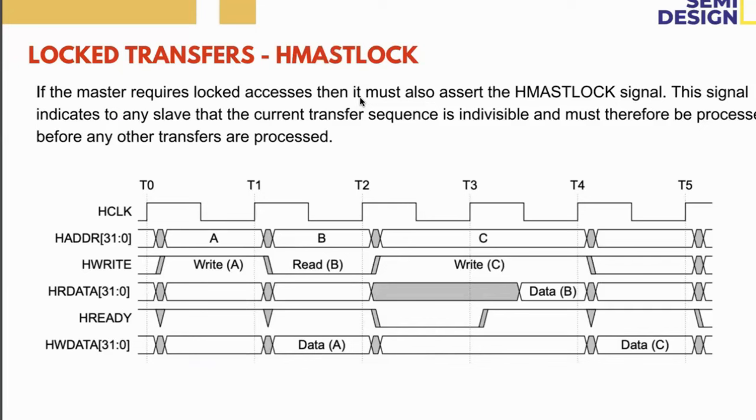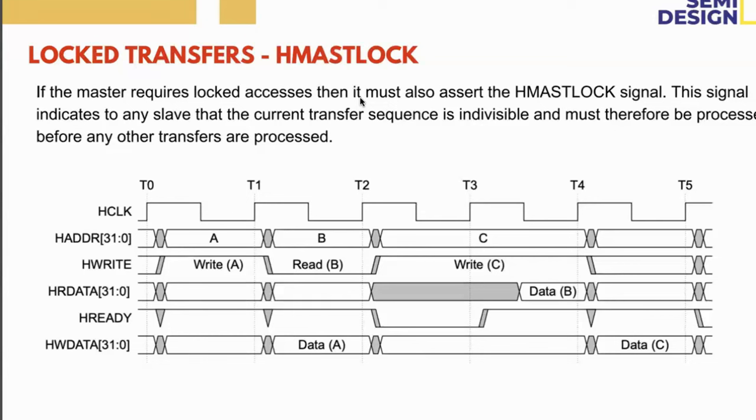Whenever the master is starting some transfers, it has a series of transfers, right? So it should not get interrupted. Whenever it is transferring some data, it should not get any interruption, right? So the HMASTLOCK signal indicates that it works like an arbiter. The arbiter will not grant the bus to any other master. Whenever the master is doing some transfer, it will lock the bus until it completes all the transfers. Once the present master has completed all transfers, then it will give the bus to the next master. Is it correct? Yes, ma'am.